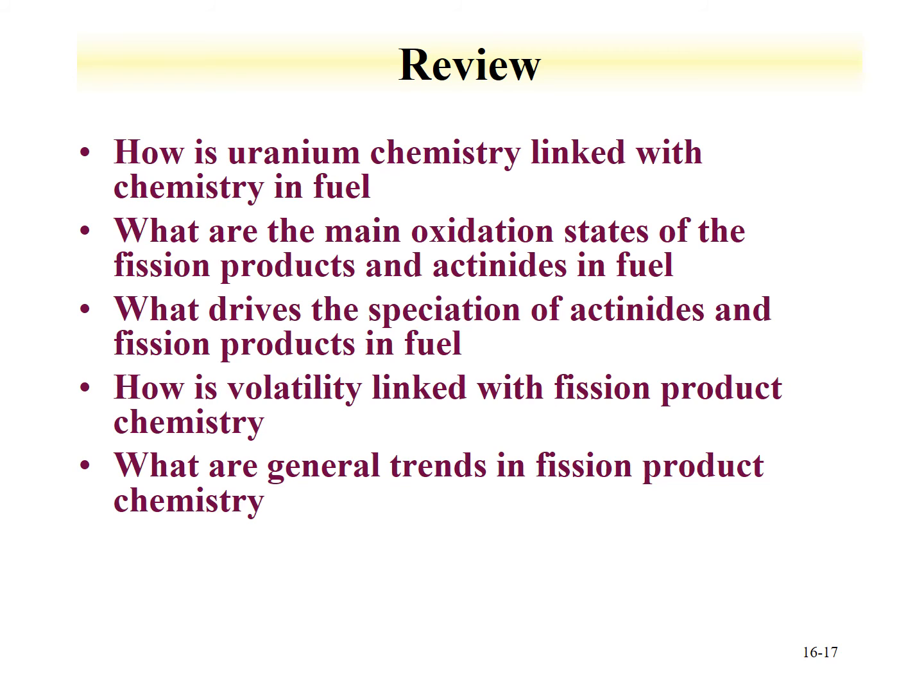Something about volatility. Those fission products which are volatile, how they behave in fuel, how they can migrate to certain areas of the fuel, how they behave if they get released in the fuel, and also some general trends in the fission product chemistry. 4 groups that are available and how fission products can fall into those groups based on their behavior within the fuel, and how some fission products can cross the groups.